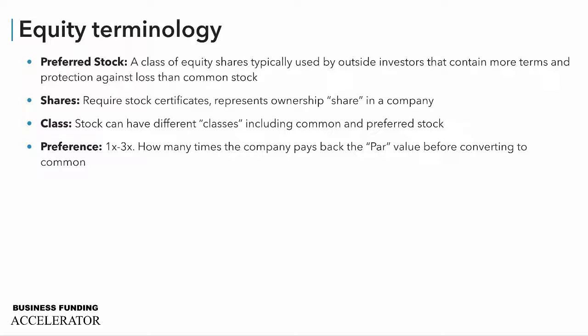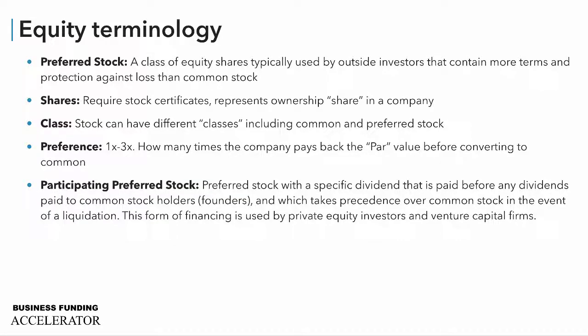Preference is how many times the company pays back the par value before converting their preferred stock into common stock. Think of it this way: an investor gives you $1 million. The preference and the multiple that they want back means they want to receive at least that $1 million back in the event of a company sale or liquidation. The preference will simply show you how many times they're going to get that initial $1 million back before they start to share in common stock upside. So that's one example of how preference works.